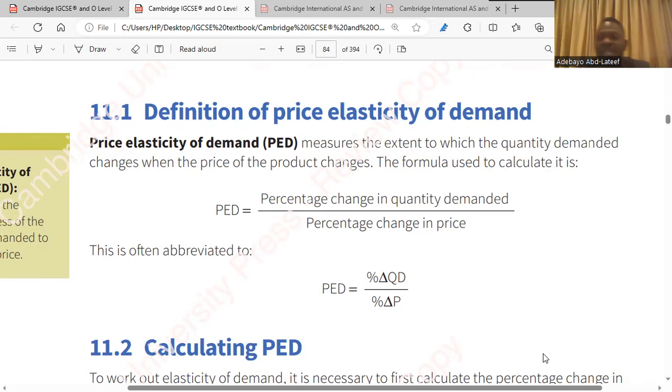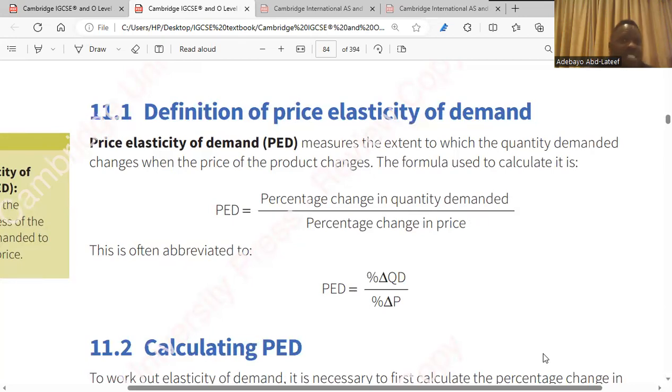All right, definition of price elasticity of demand. Price elasticity of demand measures the extent to which the quantity demanded changes when the price of the product changes. The formula used to calculate it is, so before we go to the formula, like I told you earlier, I said price elasticity is what? The degree of responsiveness between the quantity demanded of a product as a result of a change in price.